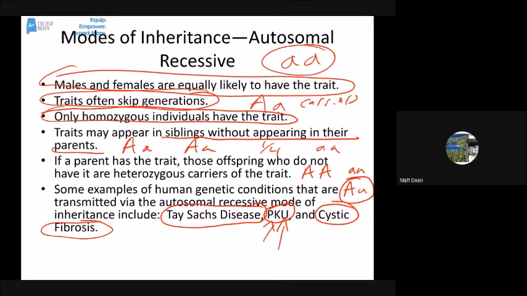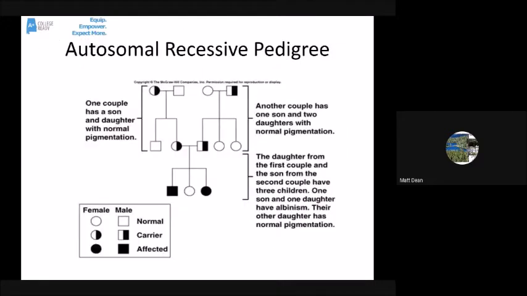Let's look at an autosomal recessive pedigree chart. So the first thing we want to look at, number one, does the trait skip generations? And we can see in this case, there are no affected individuals in the first generation or the second, but there are people who are affected in the third generation. So it does skip generations. If a trait skips generations, it's recessive.